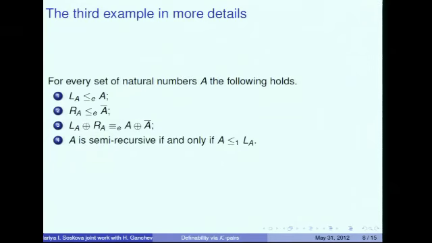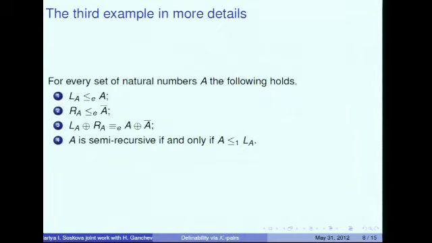So if you're just interested in the enumeration degree of a semi-recursive set, you might as well think of it as being of the form left A. Okay, so now let me illustrate how you can use k-pairs for other definability results, and I'll illustrate it on the definability of the enumeration jump.